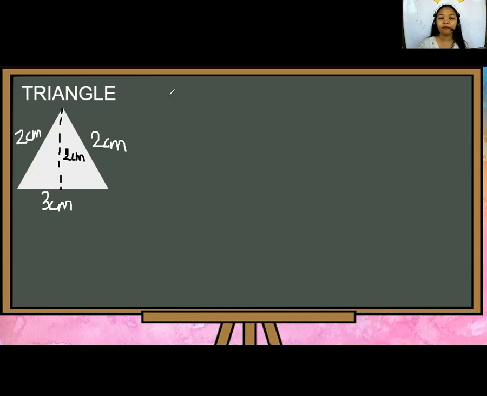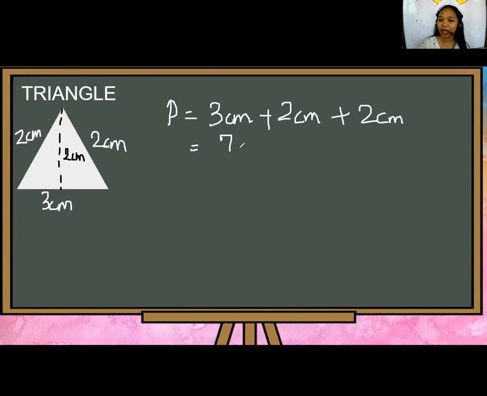So first, for the perimeter, we need to add all the sides. Okay, so sides only, the height is not included. Okay, sides only. So that is 3 centimeters plus 2 centimeters plus 2 centimeters. So that is equals to 7 centimeters. Right? The perimeter is so easy.